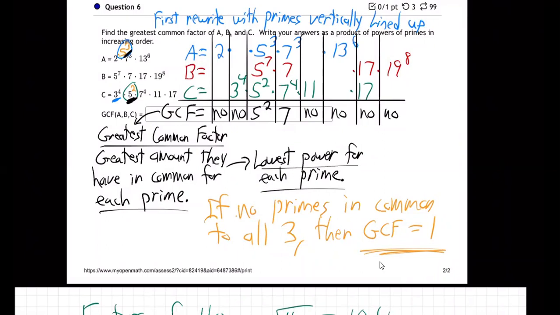So what's the answer to my question then? The GCF in my problem is 5 squared times 7, done. That's what they share in common. They all have 2 5s and they all have 1 7. That's the greatest amount that they have in common. That's the GCF. That's what they share.